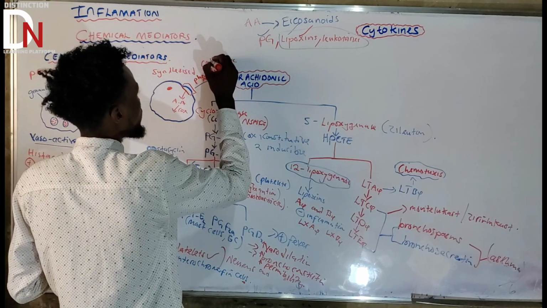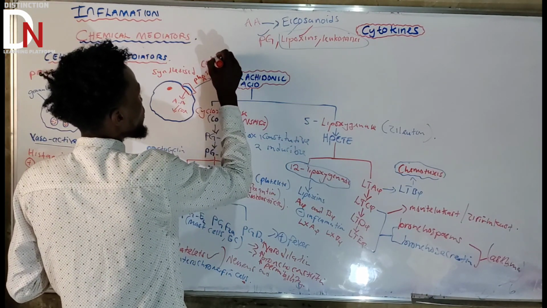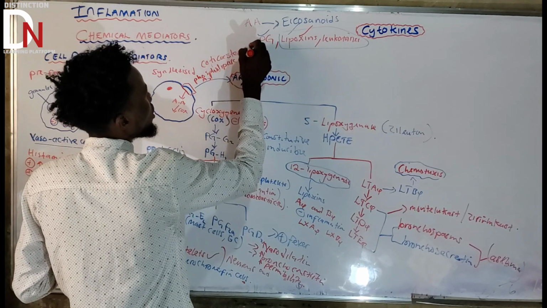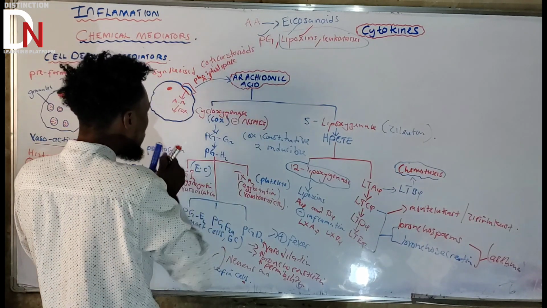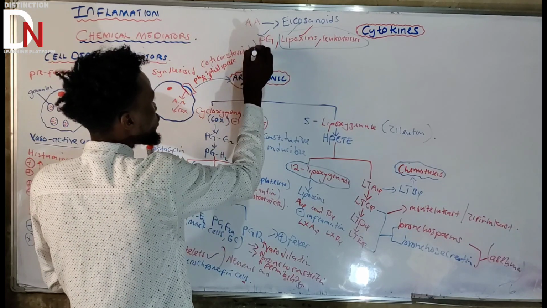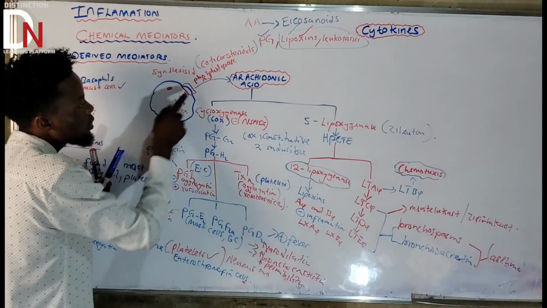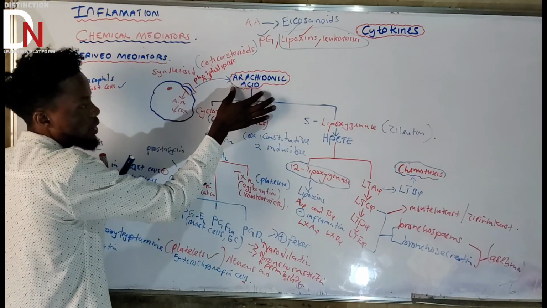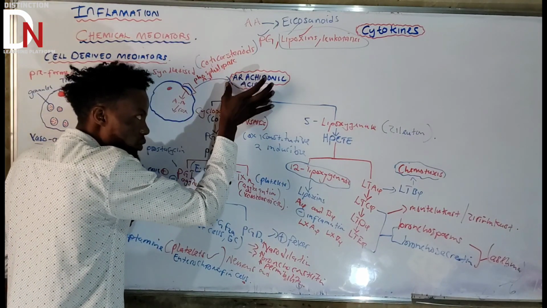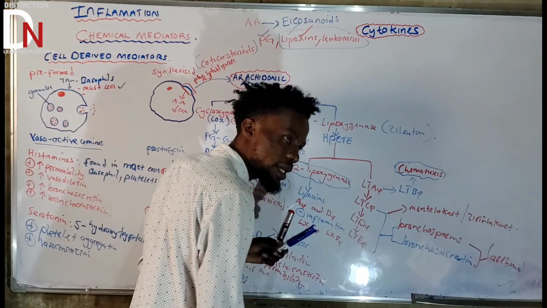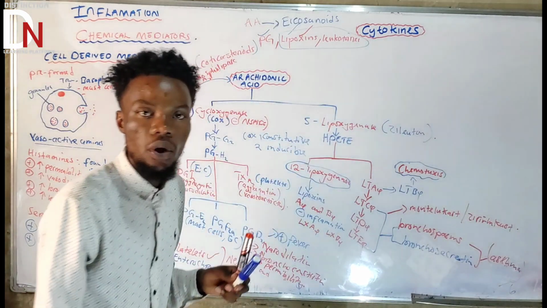What do we call these drugs? We call them corticosteroid drugs. These are the drugs that are going to inhibit phospholipase A2. If you inhibit phospholipase A2, are you going to have arachidonic acid? No. If you don't have arachidonic acid, you're not going to have prostaglandins as well as leukotrienes. These are also important.